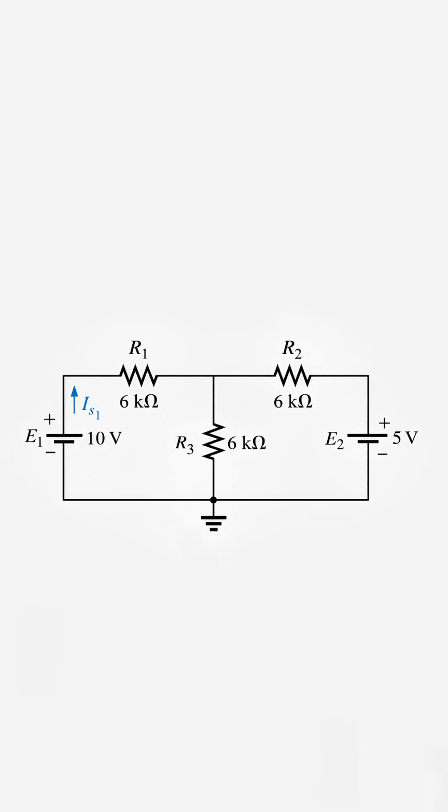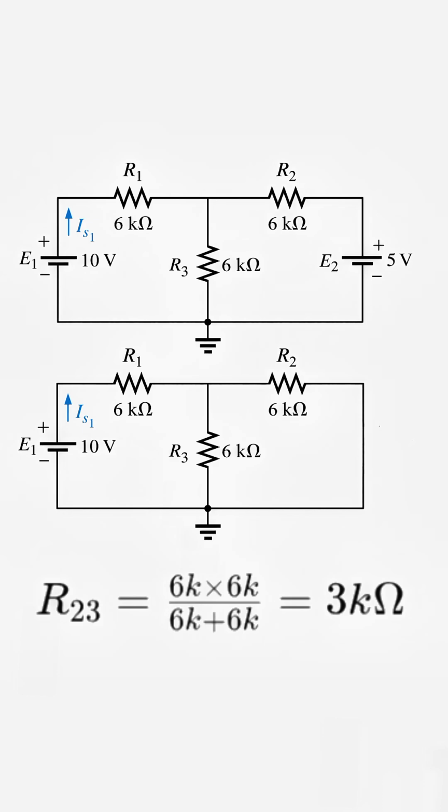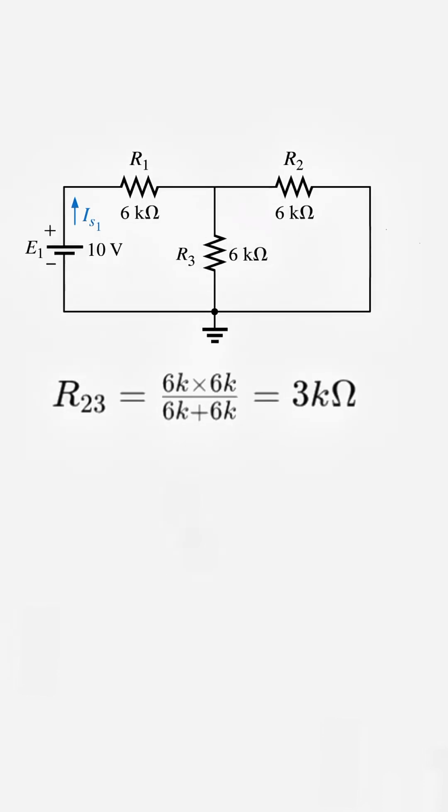We replace E2 with a wire. Now observe the circuit. R2 and R3 are in parallel. So we calculate their equivalent resistance. R2 parallel R3 equals 6K times 6K, divided by 6K plus 6K, which gives 3 kilo ohms.